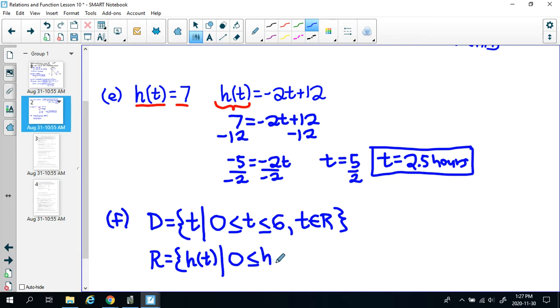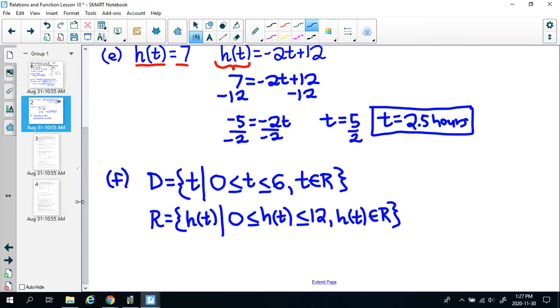The height of the candle must be a number that's greater than or equal to 0, but has to be less than or equal to the starting height, which was 12. And then I can say the height of the candle is a function of time. So that's your output. The y variable can be any real number. Okay, and that's the domain. Okay, for this one, and we're going to go to the next lesson in a moment here.